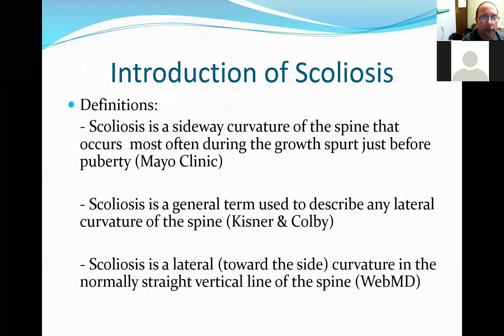So Dr. Nixon shared some of the definitions of scoliosis. I'll share a few and then what I feel like are more appropriate definitions. So scoliosis is a sideways curvature of the spine that occurs most often during the growth spurt just before puberty. That's from Mayo Clinic. Scoliosis is a general term used to describe any lateral curvature of the spine. Scoliosis is a lateral curvature in the normally straight vertical line of the spine.